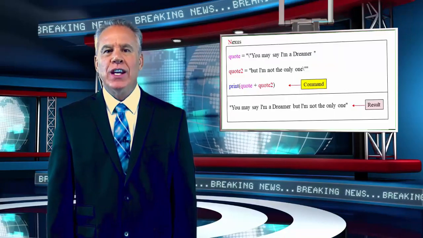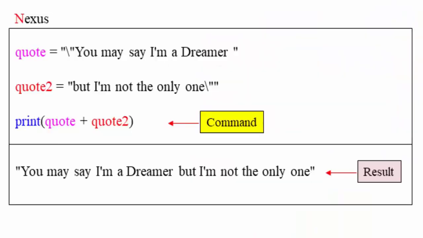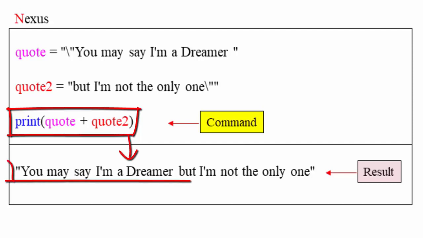You can join variables together using the print command. Notice here I have got quote and I have got quote two variables. When I run this, at the very end I say print, open paren, quote plus quote two, close paren, and those both print together on the same line.